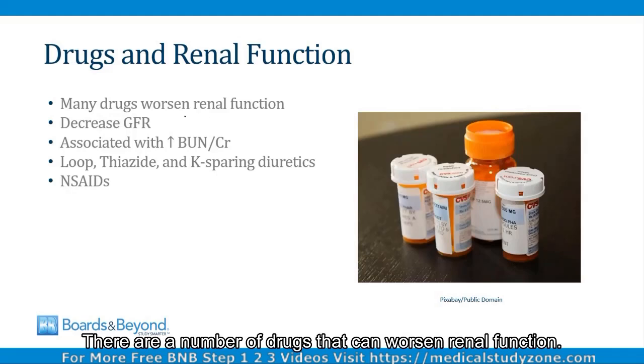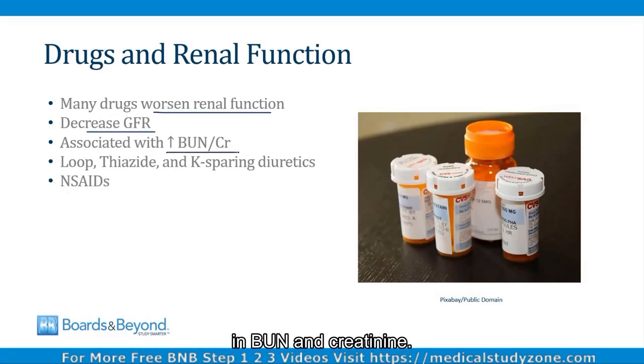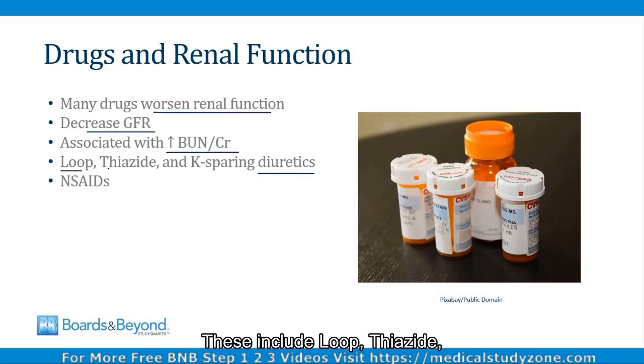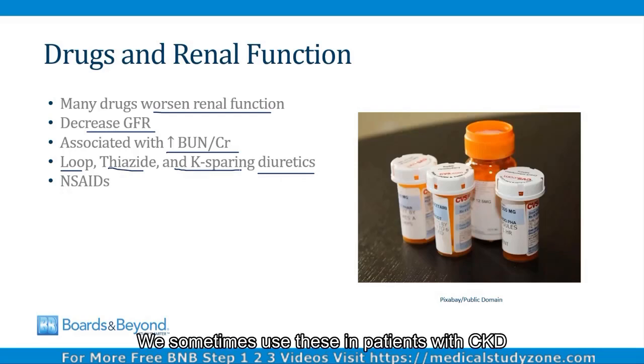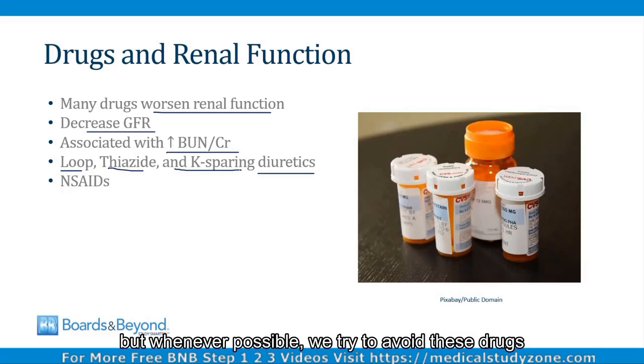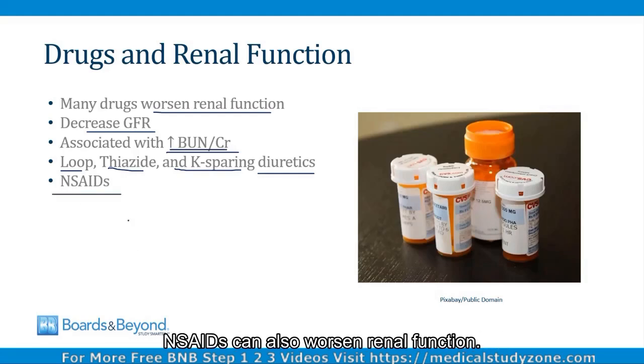There are a number of drugs that can worsen renal function. These drugs lower the GFR and are associated with increases in BUN and creatinine. And in general, we try to avoid these drugs in patients with chronic kidney disease. One group of drugs that can worsen renal function are the diuretics. These include loop, thiazide, and potassium-sparing diuretics. We sometimes use these in patients with CKD if they have a compelling indication like heart failure, but whenever possible we try to avoid these drugs to prevent the BUN and creatinine from rising further. NSAIDs can also worsen renal function.